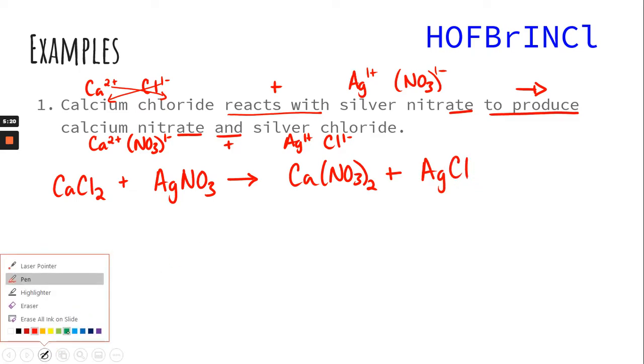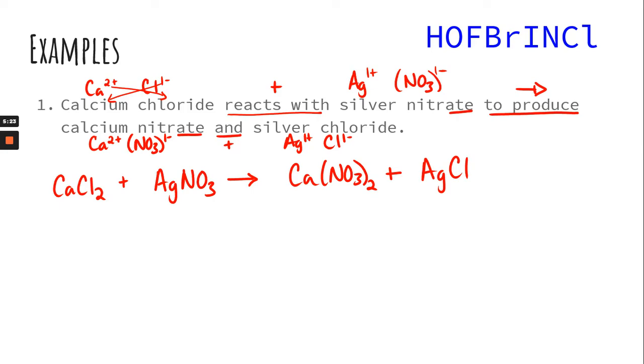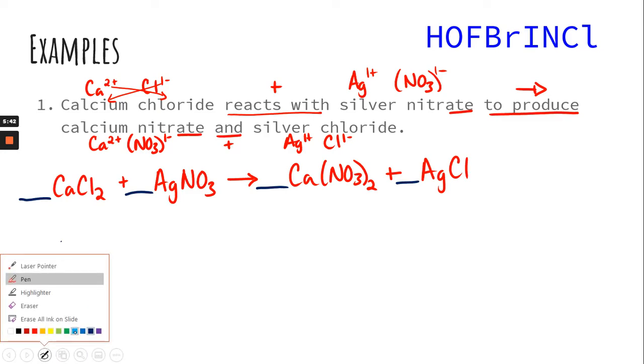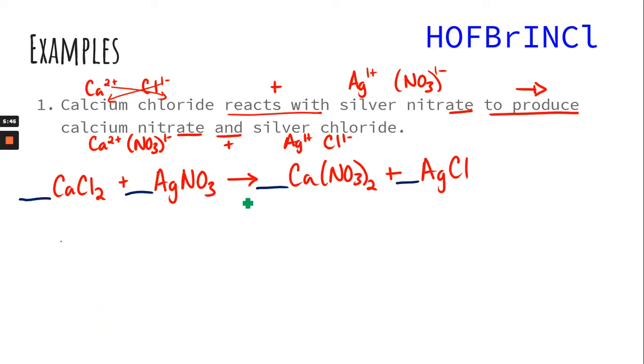Okay, so now we need to balance this by adding in coefficients. Coefficients are the big numbers that we put in front of our compounds so that we can balance. I think it's the easiest to start balancing using the inventory method. So before we start balancing, we're going to take our arrow and draw a line down our paper so we can list how many of each we have. And then we're just going to go compound by compound.